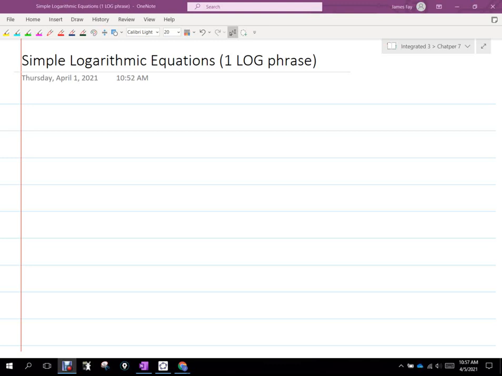Going to solve simple logarithmic equations. So last week we spent the week talking about how we solve exponential equations. This week we'll spend the week solving logarithmic equations. All right.